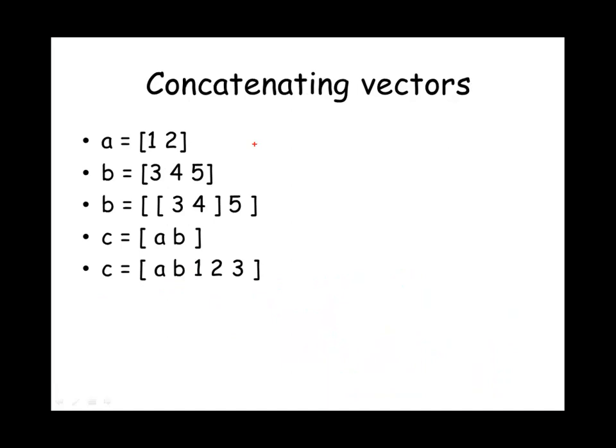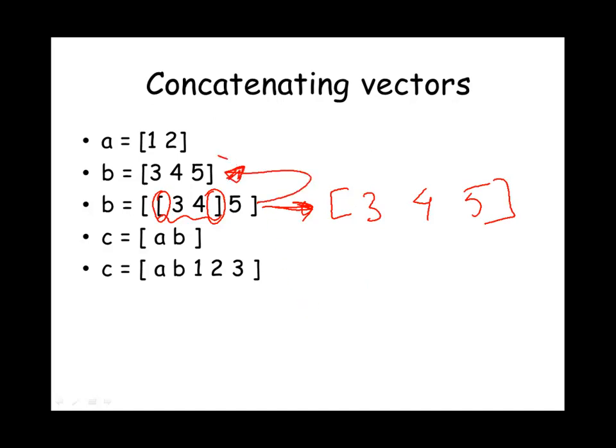Concatenating vectors refers to putting together 2 or more vectors to make up a single vector. In the third example, we are creating a vector that contains another vector inside of it. And this will be expanded to a single row vector that contains numbers 3, 4, 5. So this expression is equivalent to the second expression that we have here.